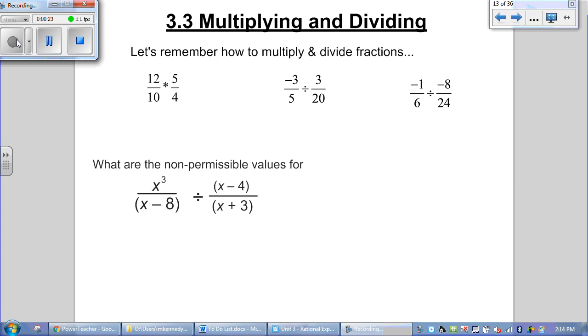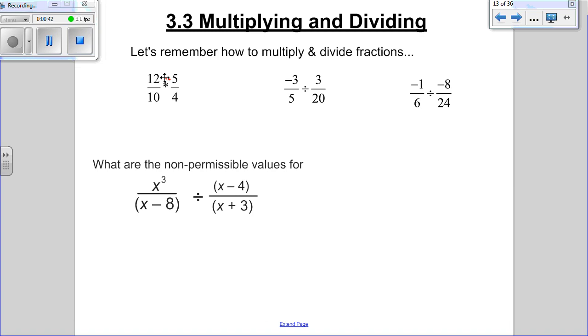Multiplying and dividing is easier than adding and subtracting, which is going to sound crazy because most people associate it the other way. The reason why it's easier is when you multiply fractions together, you don't need a common denominator, you don't need to do anything. All you do is you know that the multiplication goes with the numerators and it goes with the denominators. So it becomes 12 times 5 divided by 10 times 4.